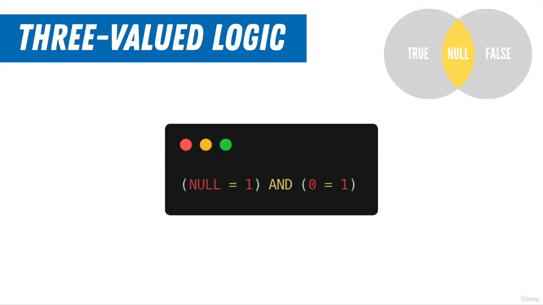Now let's look at another scenario. Well, here you can see I highlighted the null section. Why is that? Well, null is equal to 1 returns us null. And 0 is equal to 1 is false. It's not equal to 1. So why am I returning null here?